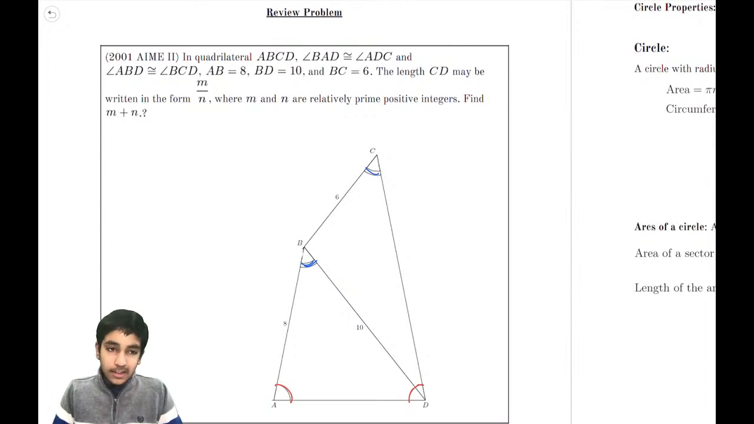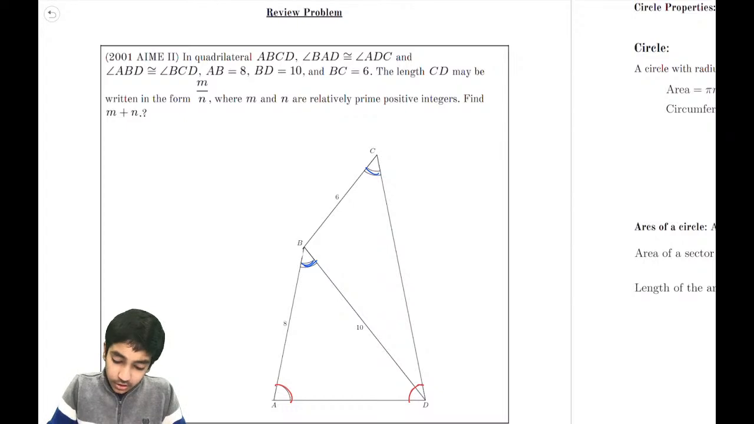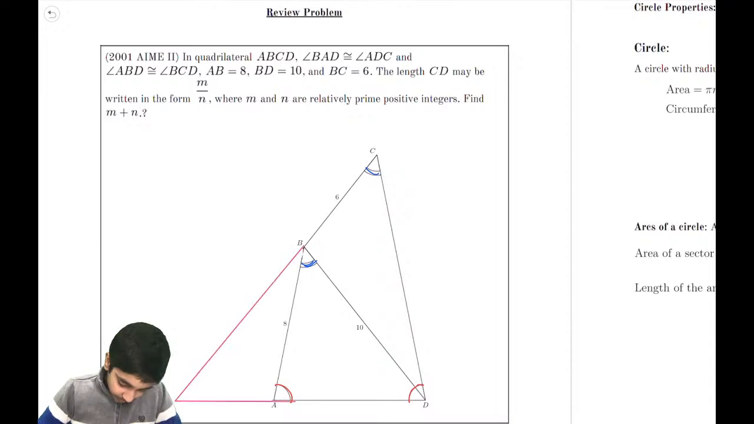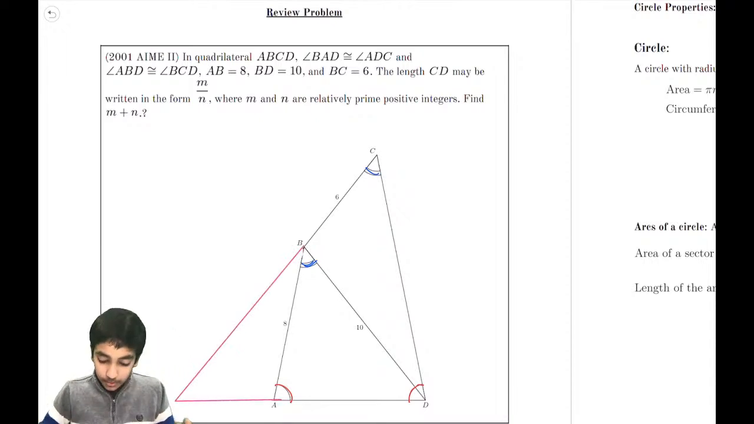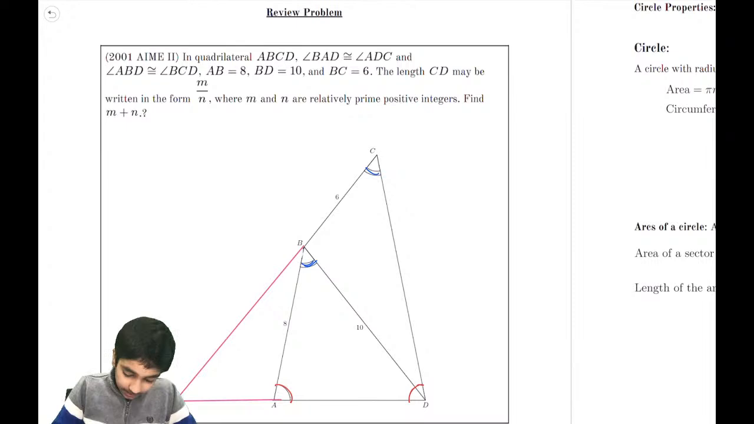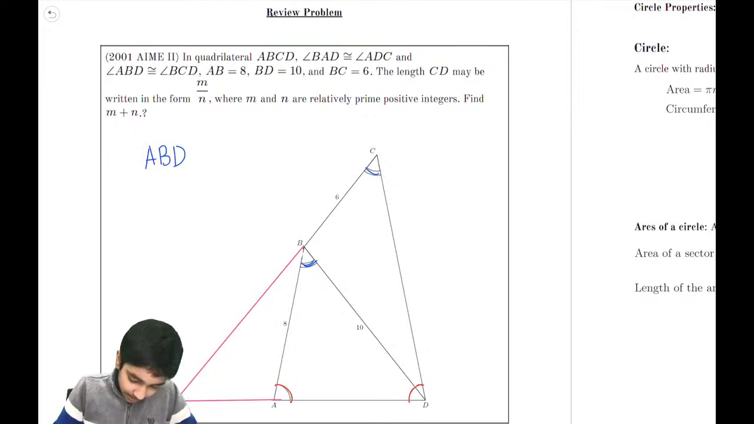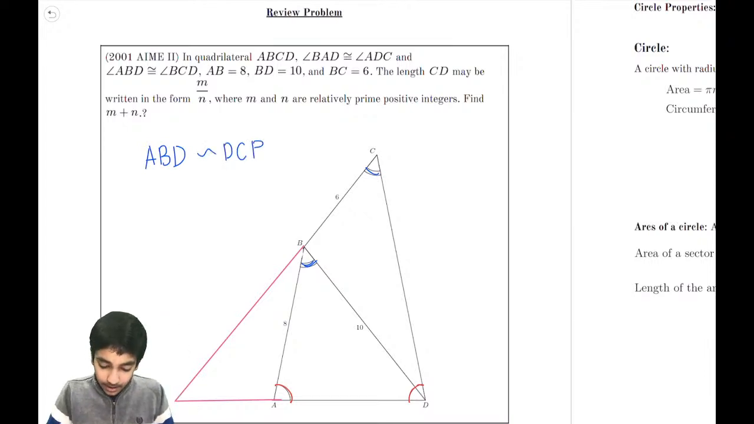So what can we actually do from here? Well, what we can do is extend both of these lines. Because by extending these lines, we have now constructed two similar triangles. And the triangles that are similar are ABD and DCP. So ABD is similar to DCP, right? Because by extending these lines, we've constructed two similar triangles, which is very, very powerful.